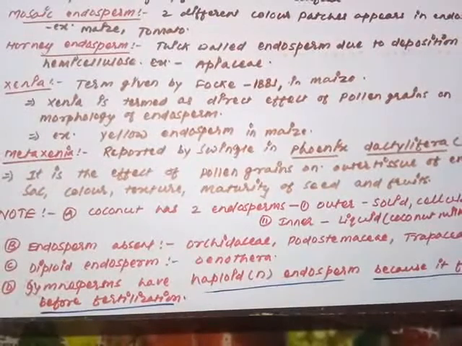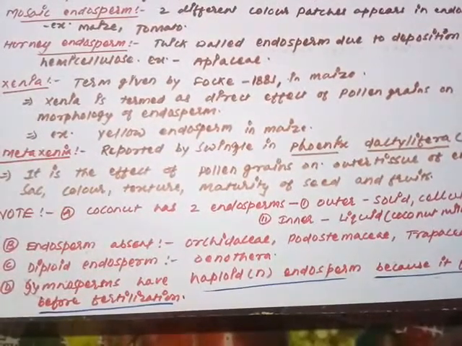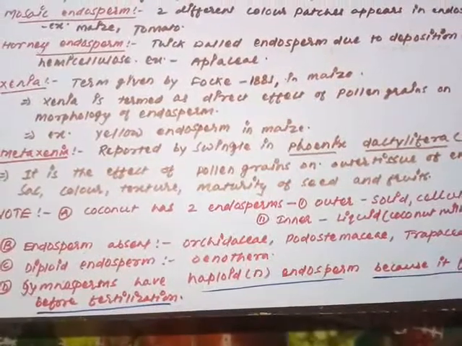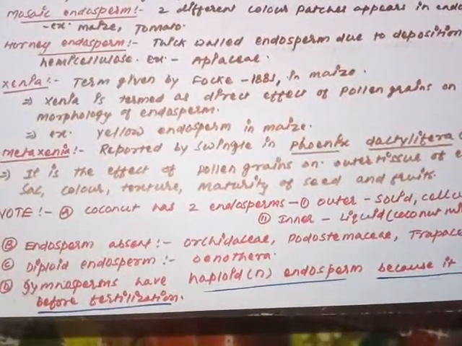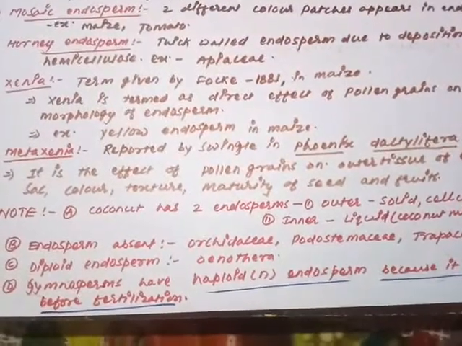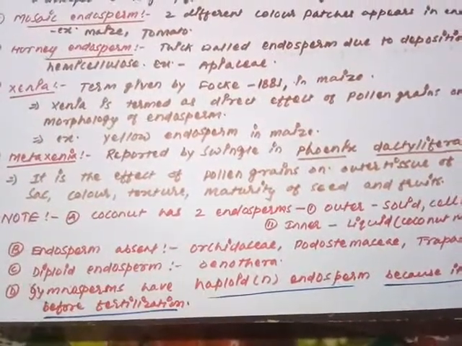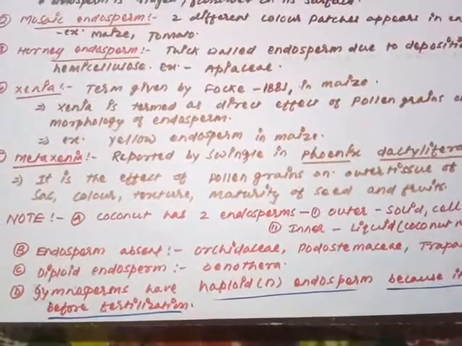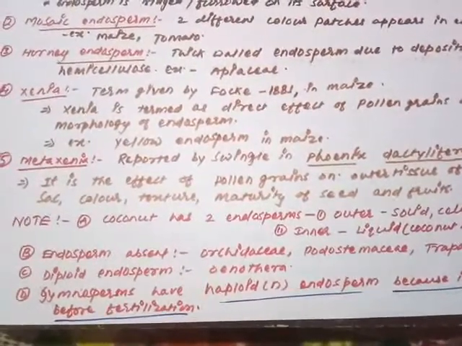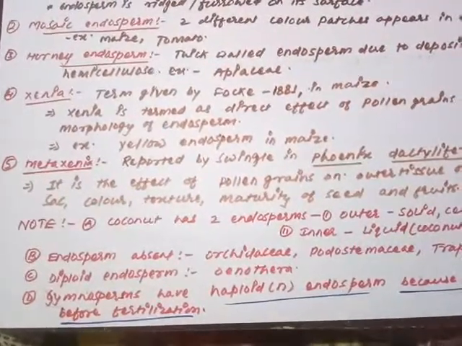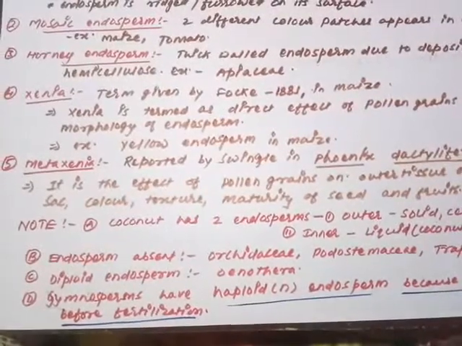Normally the endosperm development is an internal process, but sometimes the pollen grain influences the external morphology of the endosperm. How the endosperm will behave, how the endosperm will look from the external surface, that is the external morphology. So what is xenia? Xenia is the event where the external morphology of the endosperm is affected by the pollen grain, and the direct involvement of the pollen grain is reported in the external morphology. That was observed in the maize plant.